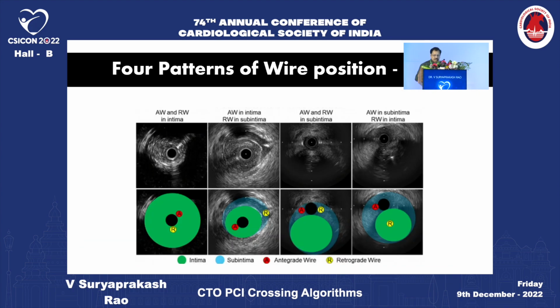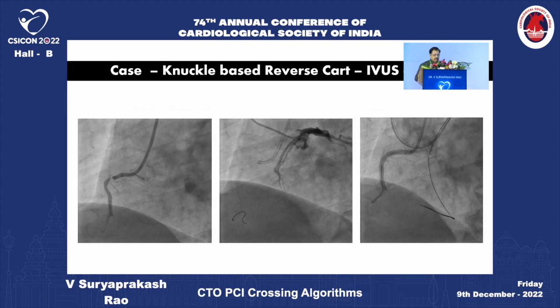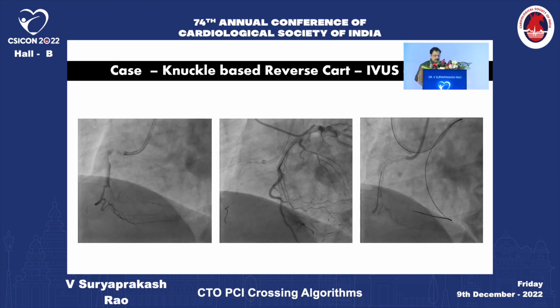And there are 4 patterns of IVUS you should know. If the retrograde wire is in the intima, it is a very difficult thing, in these 4 patterns of IVUS. And knuckle bias is sometimes also there in the algorithm.